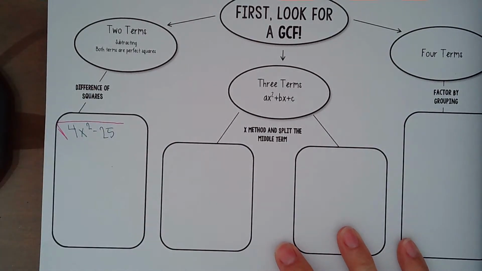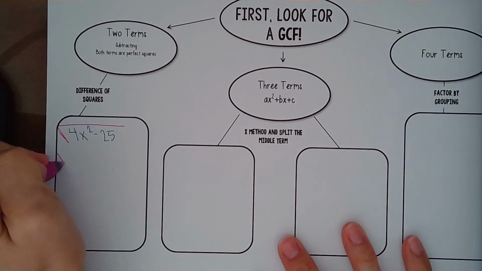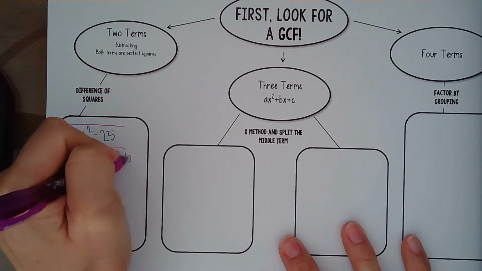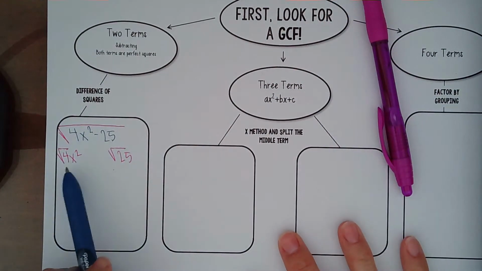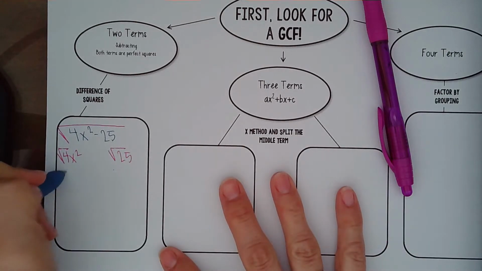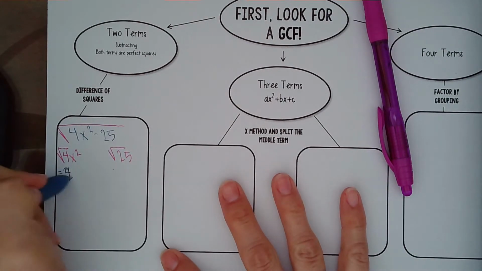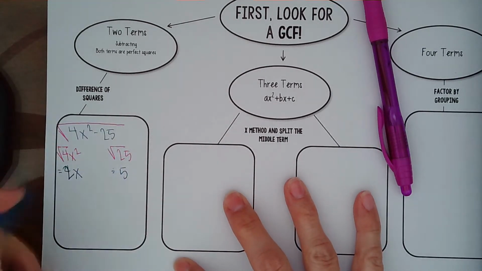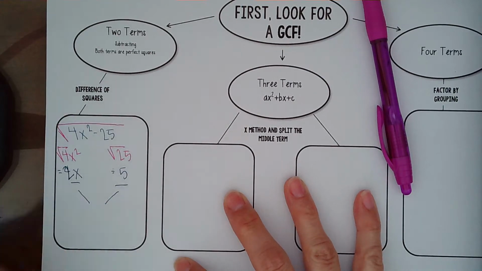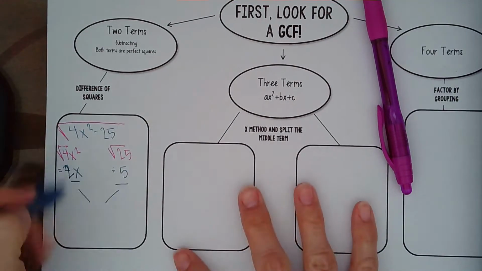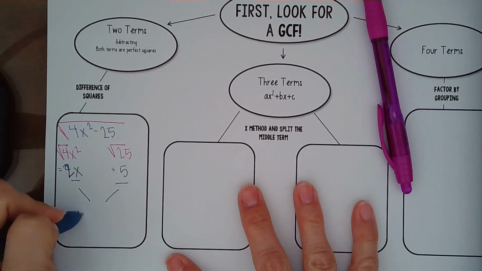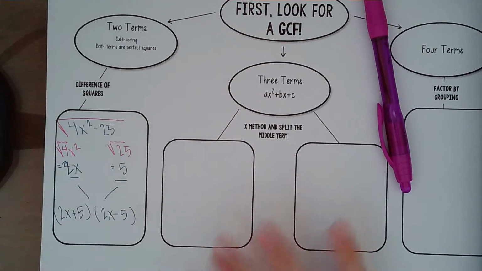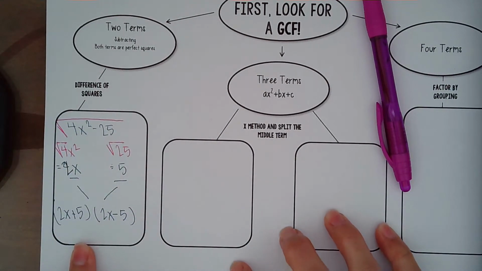So then what I would do is I would take the square root of each term. I would take the square root of 4x squared, and I would take the square root of 25. Well, the square root of 4x squared is simply 2x, and the square root of 25 is equal to 5. So I would take these two terms and put them into their own parentheses. It would be 2x plus 5 in one parenthesis and 2x minus 5 in the other. So, difference of two squares.